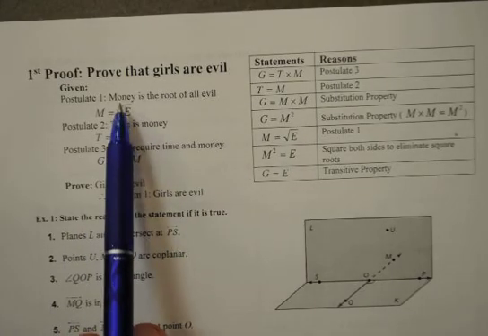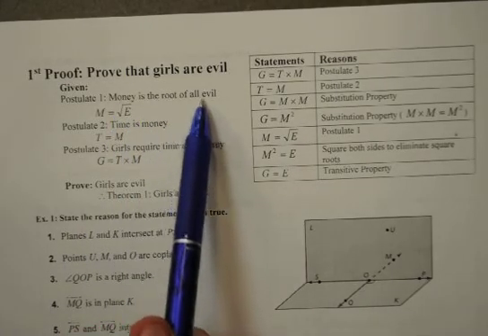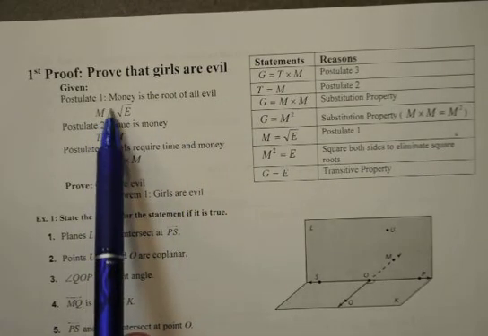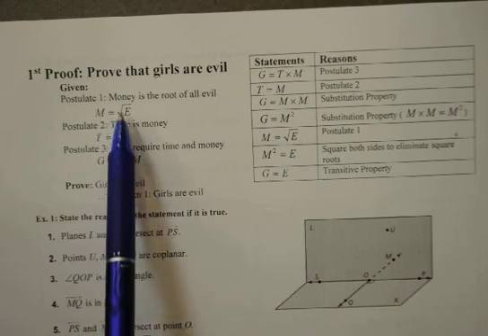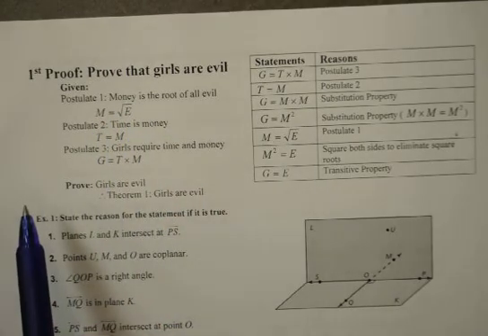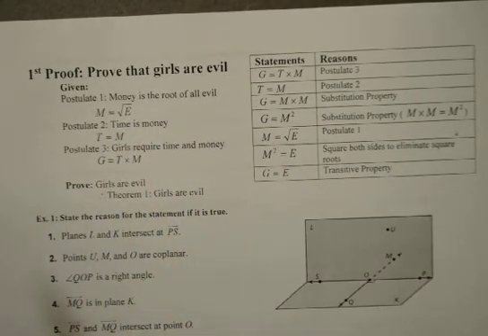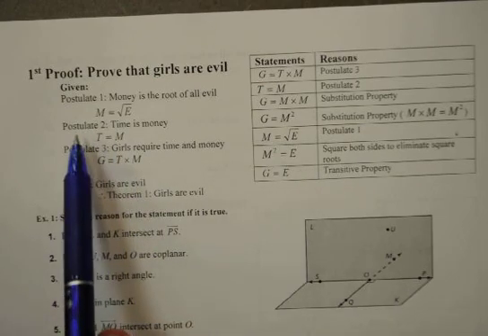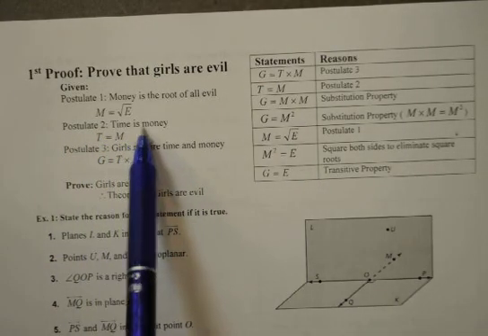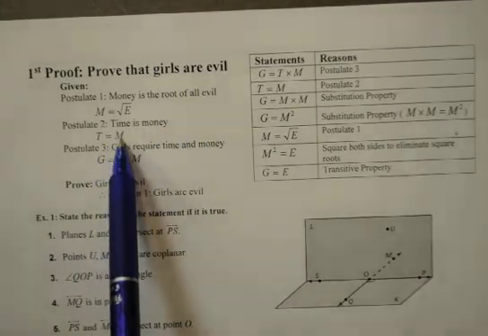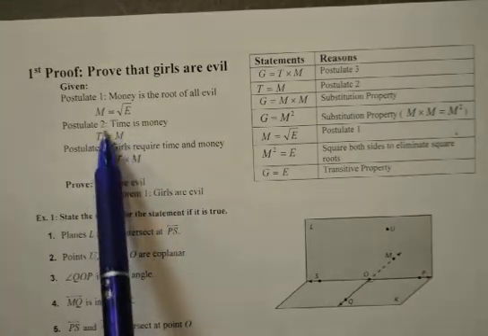Postulate number 1. Money is the root of all evil. So we can write that money is always equal in a math equation. So money is the square root of evil, E for evil. If we accept that postulate, then we can use it to make a theorem. Postulate 2. Time is money. You ever heard of that? Time is money. So we can write that mathematically. Time is money.